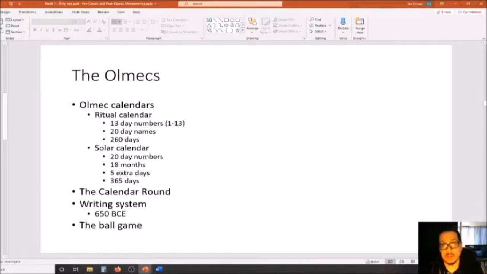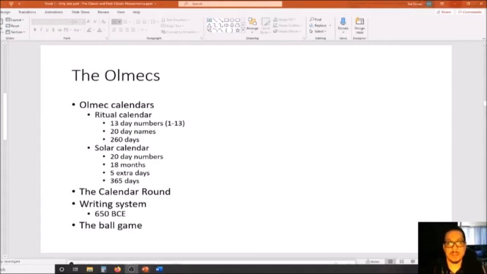There's another calendar, an additional calendar that the Olmecs were using, a solar calendar. This one has 365 days, right? Very similar to the calendar that we use today, only it's broken up in different patterns. And so you have 20-day numbers, okay? For this solar calendar, there's 20 numbers, 1 through 20, and that repeats in a cycle. Every time you get to 20, you start at 1 again.